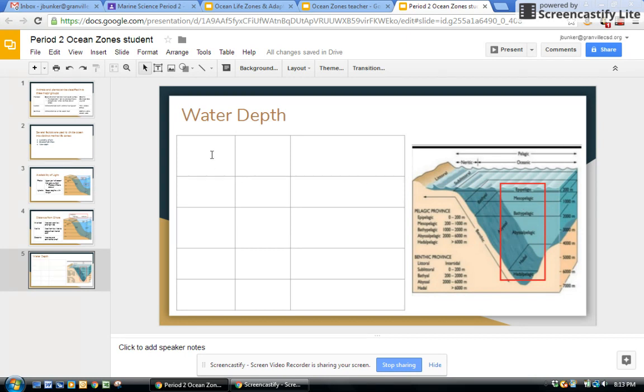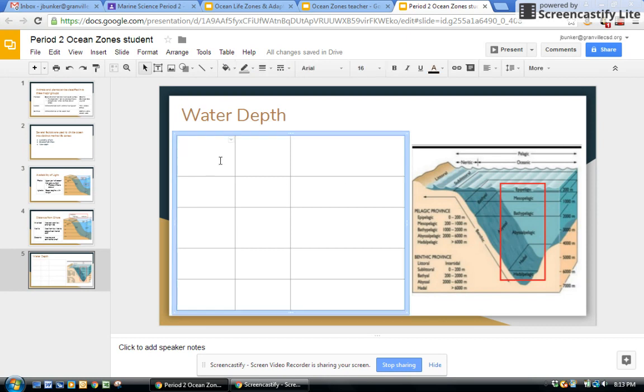Let's go ahead and start with the top zone here. From about 0 to 200 meters, we're going to write that in the second column here, how far down it goes. You are going to need to know the order of these zones. I'll usually give you letters, and you'll need to match them up with the name of the zone and what it's like there.